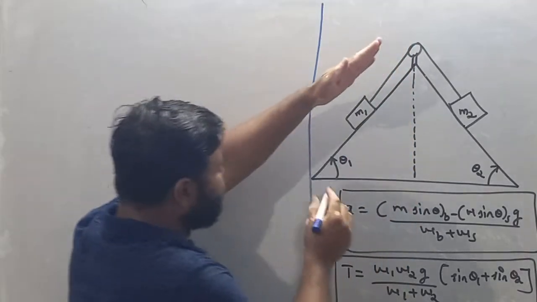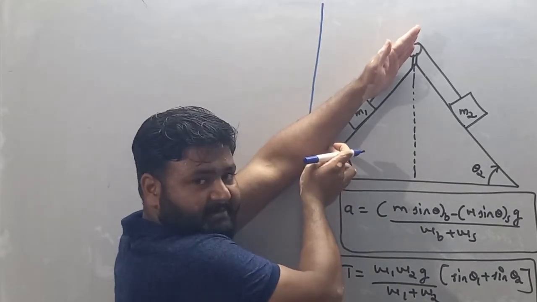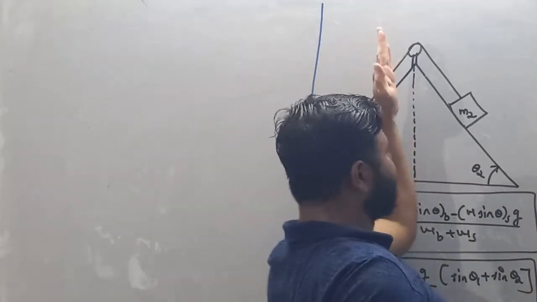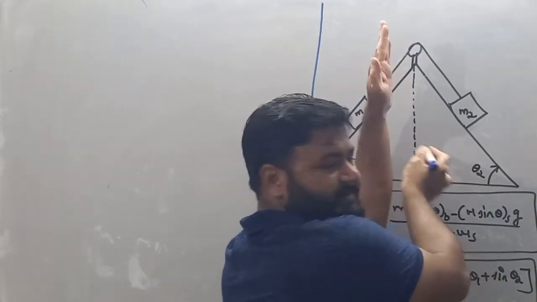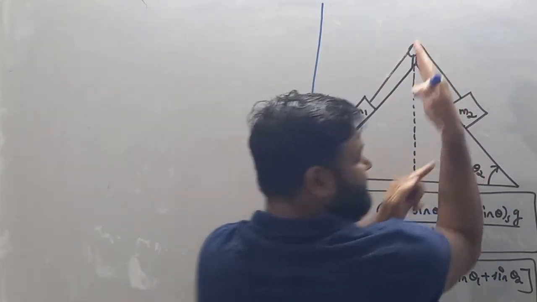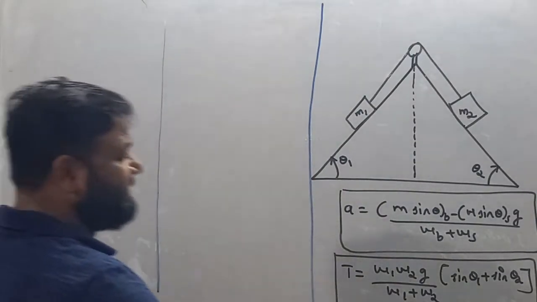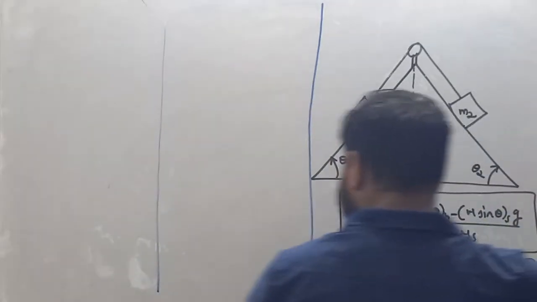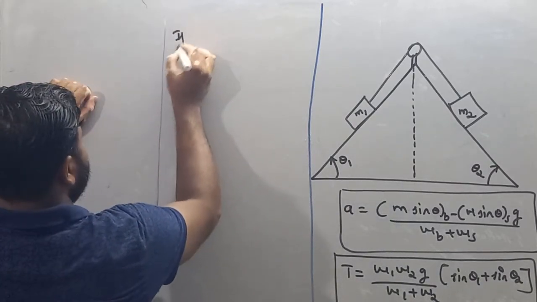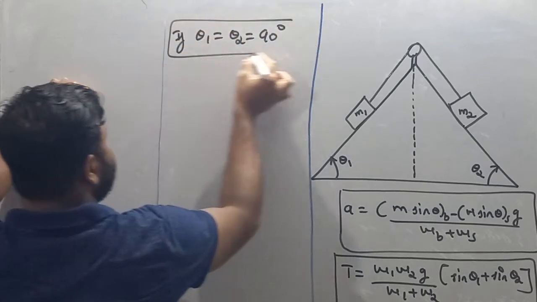At that instant, I just try to explain to you, this angle is theta 1, and this angle is made with this axis. So if this line becomes like this, then this angle must be 90 degrees. Similarly, if I take this line like this, then again the angle must be 90 degrees. So if theta 1 and theta 2 become equal to 90 degrees, what does this show?